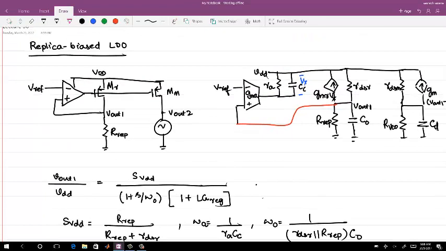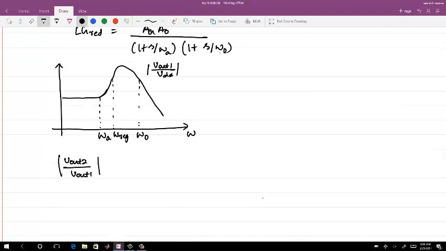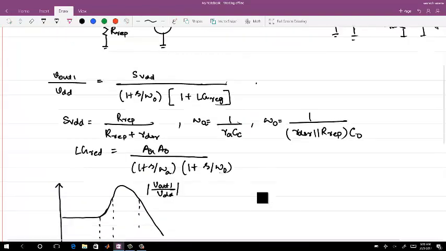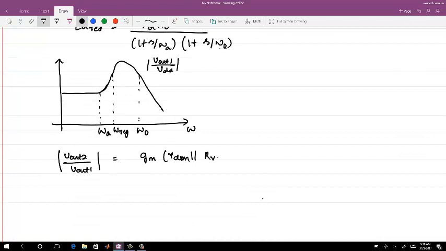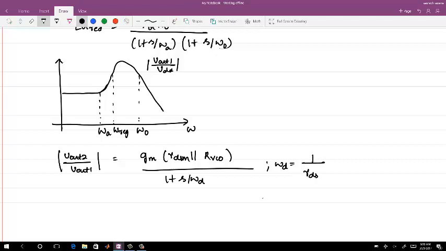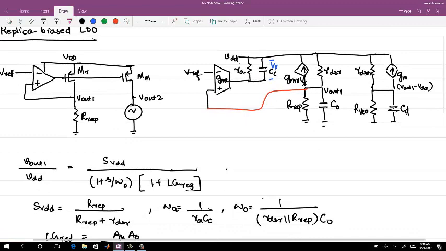Okay. So V out 2 by V out 1, that is simple, right? GM times your RDSM in parallel with RVCO, into 1 plus S by omega D, where your omega D is equal to 1 over RDSM parallel RVCO times CD. Okay, please, you have to find the actual. I just wrote it. There are some terms which I have not used.